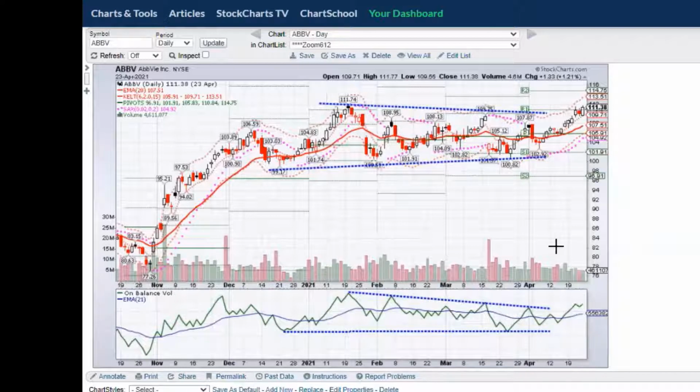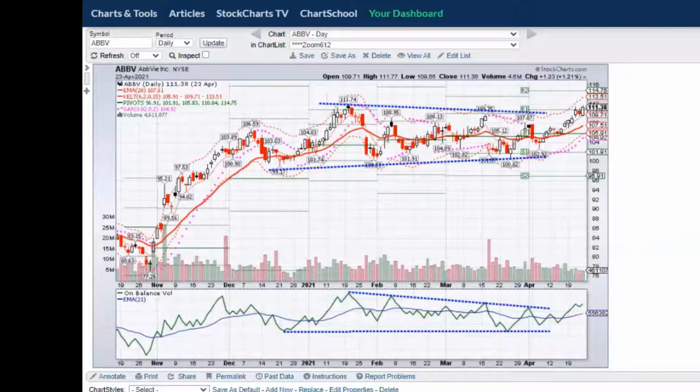Now, a much different picture. We've broken out of that range by a slight amount. I think we hit the monthly R1 here, so you could get a pullback. OBV is starting to look quite bullish. So no problems there.